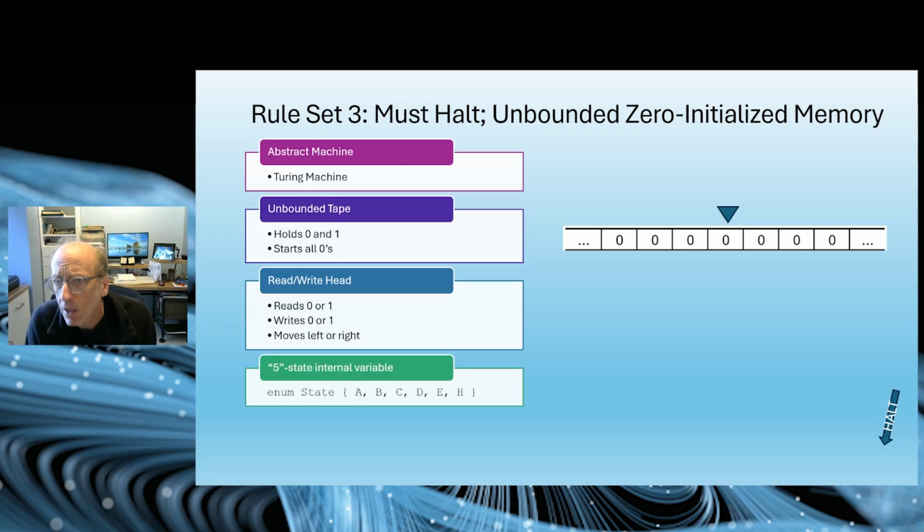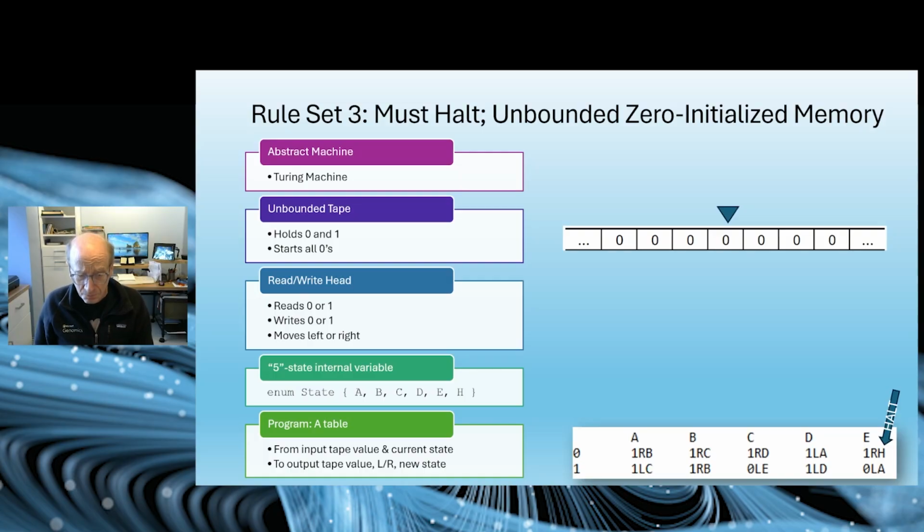We also allow our abstract computer to have an internal state. And this first one, we're going to require it to have just 5 possible values. So that's like a Rust enum with values A, B, C, D, and E. We're also going to have an additional state called H that stands for halt. And we don't count that when we're counting how many states we have. So this still only counts as 5 states.